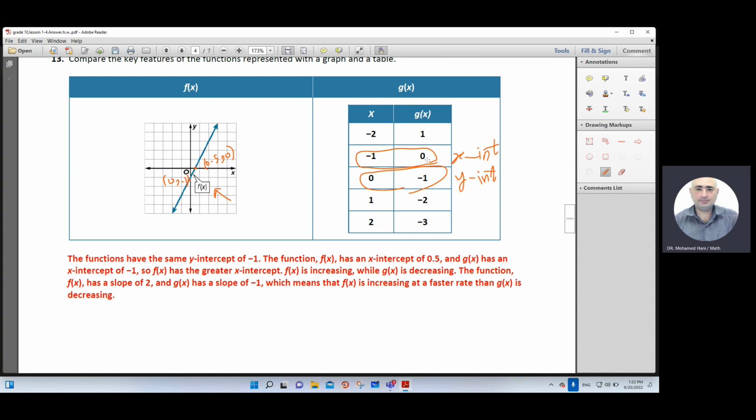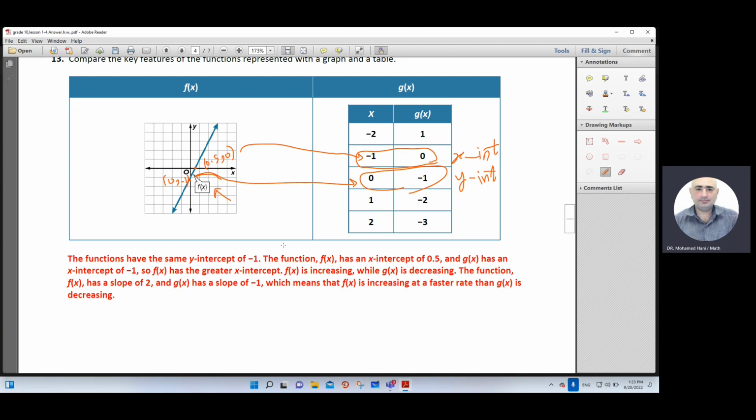Why here x-intercept? Because the value of y is 0. Why here y-intercept? Because the value of x is 0. Now compare. As you see here, x-intercept 0.5, here negative 1. Which is greater, 0.5 or negative 1? 0.5? Yes, correct.